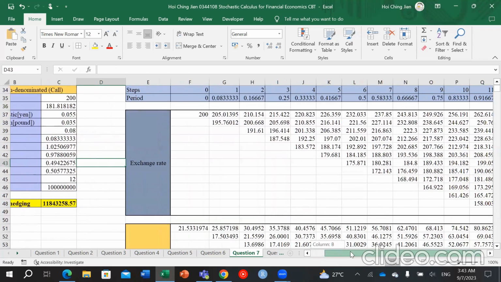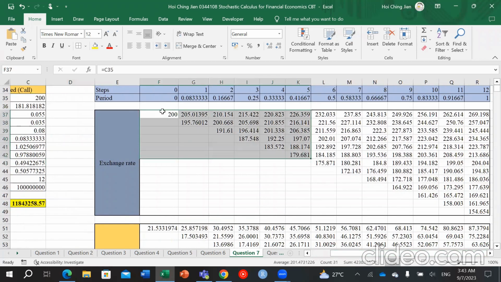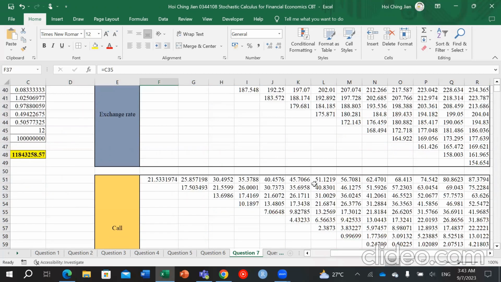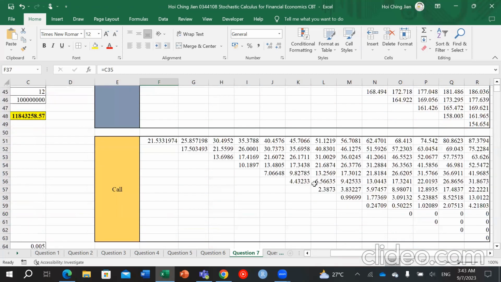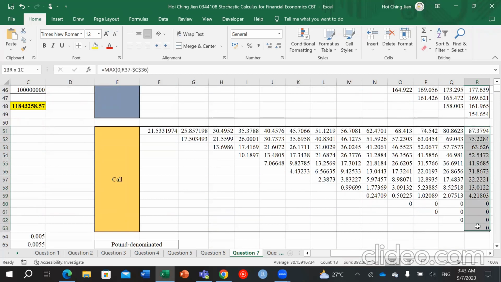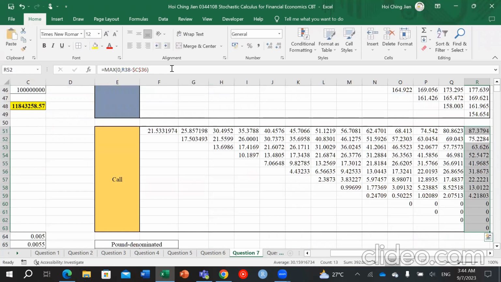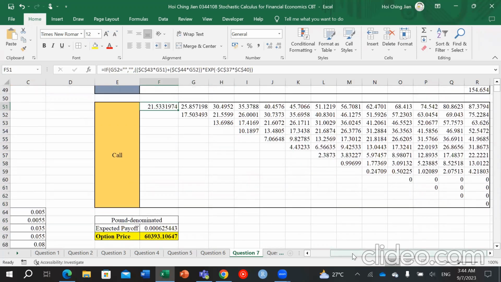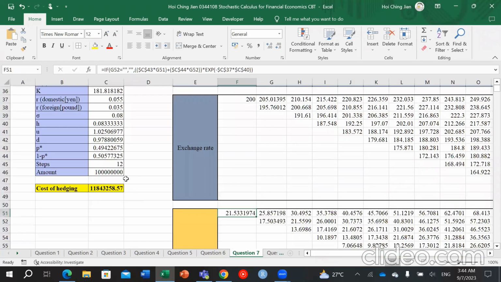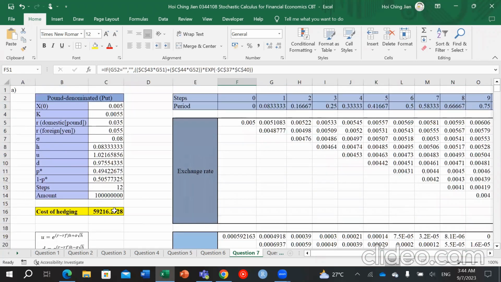After this value change, our U, D, P, and 1 minus P also will change. So we do the same thing for the exchange rate, just the first value becomes 200, which is after the put-call duality. And for the call value, the last column is now not K minus ST anymore, it becomes ST minus K. And the K value is already changed. So we discount everything back. We will get the call value is 21.5331974.